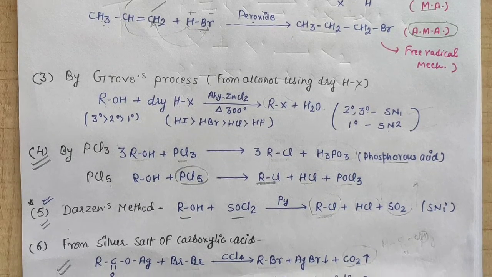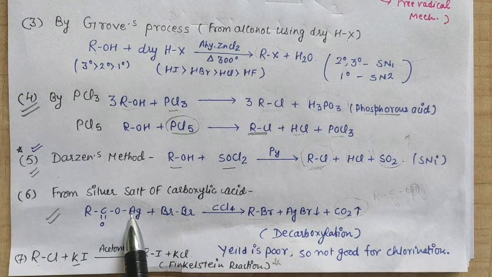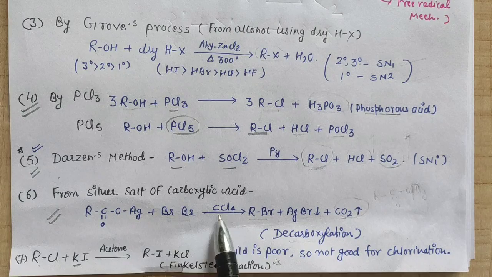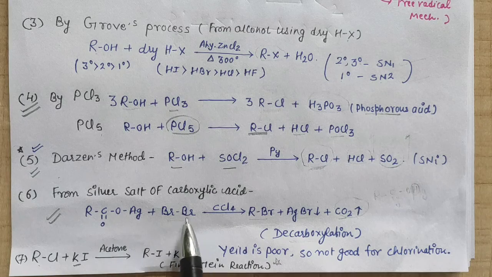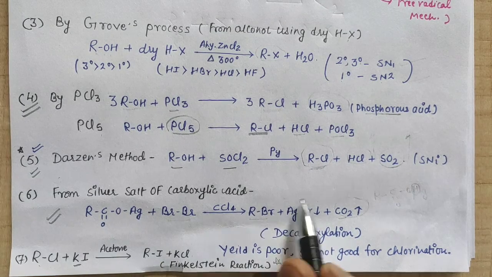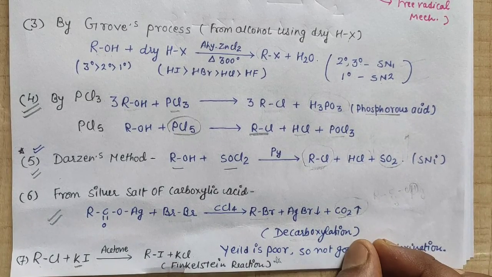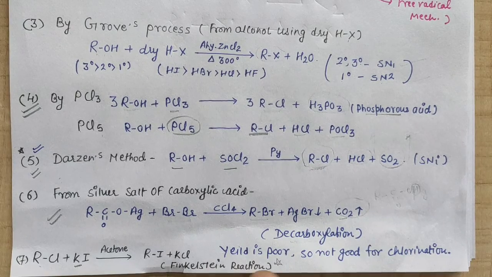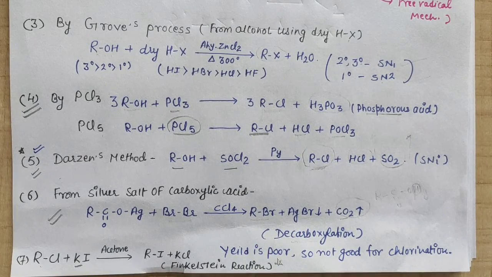So the next method you can note down is from the silver salt of carboxylic acid. This is RCOOAg, the silver salt of carboxylic acid, reacting with Br2 in the presence of CCl4, carbon tetrachloride. Similarly, R will react with Br to give RBr, this is the AgBr precipitate, and CO2 will come out. So this reaction is also known as decarboxylation, but the yield is poor, so it is not good for chlorination because the yield is very poor. That's why this reaction is also known as the decarboxylation reaction. Very important reaction. By some names also we will know it, so you have to note it down.